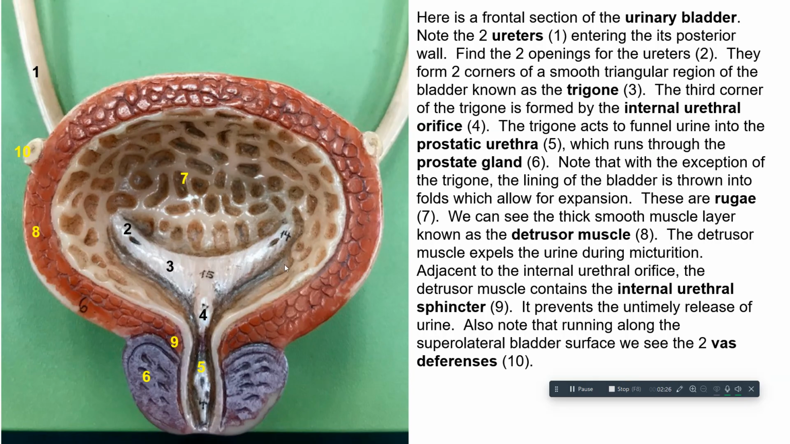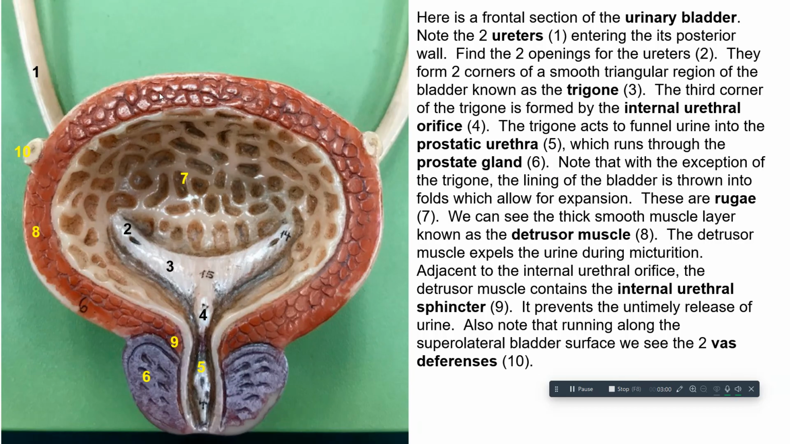Now notice how much of the mucosa of the urinary bladder is thrown into these folds, which are called rugae. They're there for expansion. We saw them in the stomach, in the gallbladder, in the vagina as well. But between the three openings, two for the ureters, one for the urethra, there is a smooth region which does not have rugae, and this is called the trigone, and this will help funnel urine into the urethra.